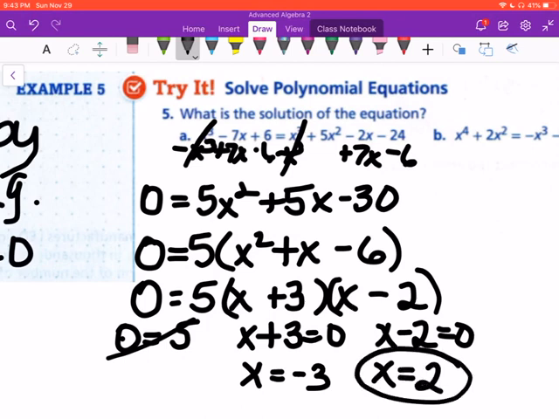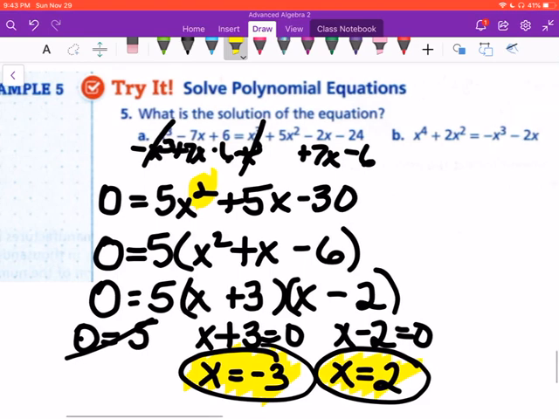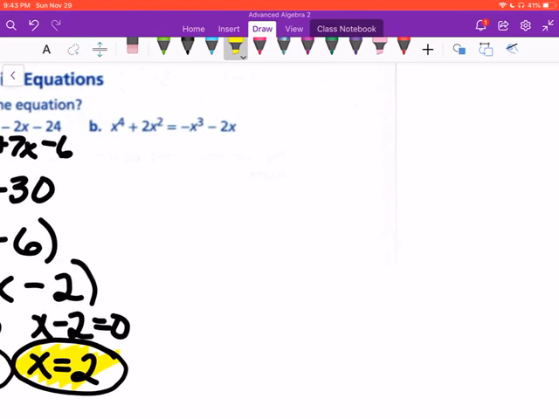Those are my solutions. Now here's a nice hint. You see how many solutions I have? 1, 2. You see the degree of the equation once it was set equal to 0 was 2? Whatever the degree is, that's how many solutions you can have. You may have that number, you may have fewer than that number, but you will have that many solutions. All right, part B, let's try this one.